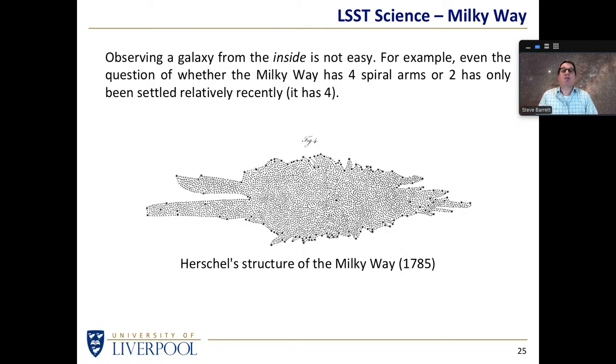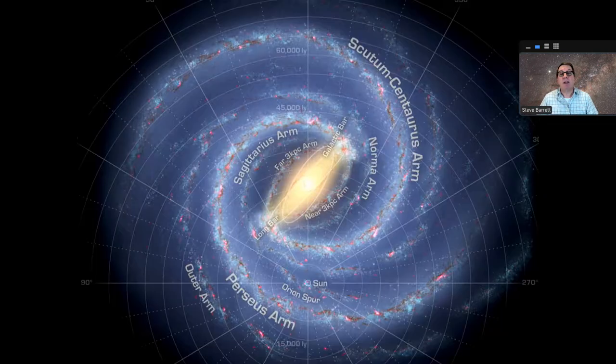There's Herschel's picture of what he thought the Milky Way looked like, based on looking at the Milky Way from the inside. So that's what we think the Milky Way looks like. In the centre there is the centre of the galaxy, and we are down there sitting in between 2 spiral arms on what is called the Orion Spur.